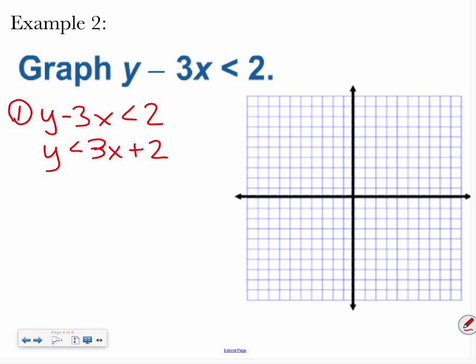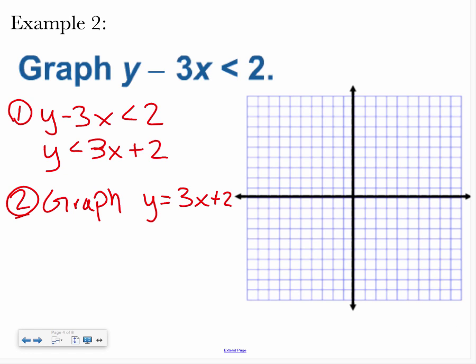Y is by itself, so that means I can graph. Remember, while we graph, we can change it to an equal sign momentarily. So if I were to graph this, y equals 3x plus 2, slope-intercept form again. So 3 is our slope, and 2 is our intercept. So 2, where it crosses the y-axis, and then 3 is our slope. I'm going to go up 3, right 1, up 3, right 1, and I can also go down 3, left 1, down 3, left 1.